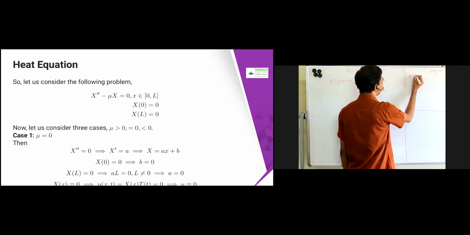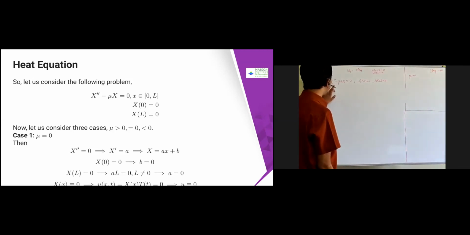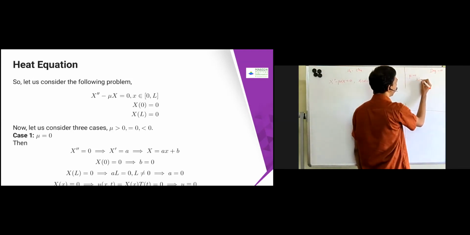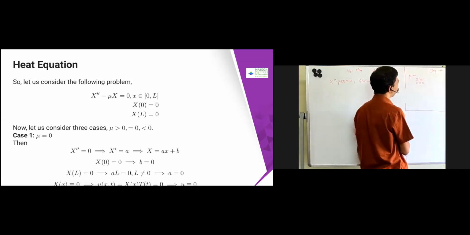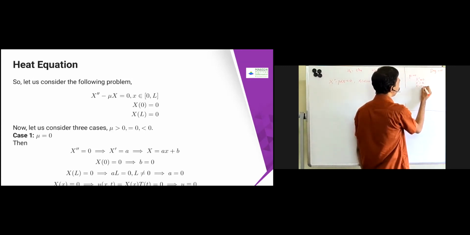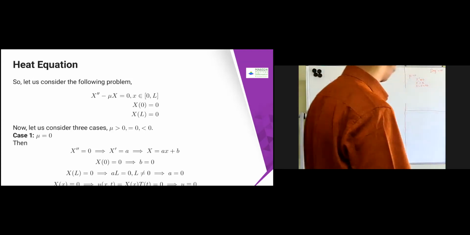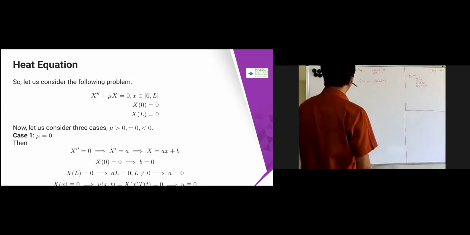If mu equal to 0, what will it become? This will become x double dash equal to 0. If x double dash equal to 0, then x dash is going to be some constant, let's say a. That means x equals ax plus a constant. Are you following me? So x equal to ax plus b, a straight line. Now we are going to apply the conditions.